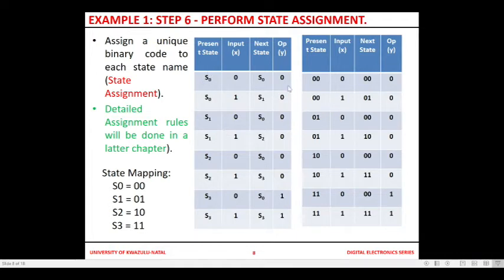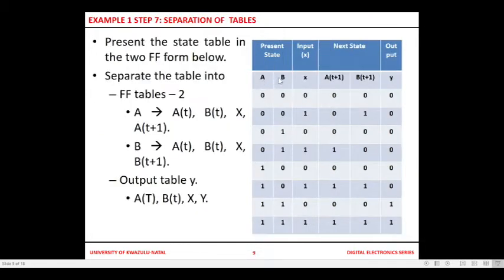So where you have S0, you replace it with 00. Where you have S1, 01, S0, 00, S1 here 01, you get that table. Then you split that table. Call this column state A, that one B, next state of A and B. That is done there. A, B, X, next state A, B, Y. Split. It is in 2 flip-flop forms. It has been separated into two flip-flops.